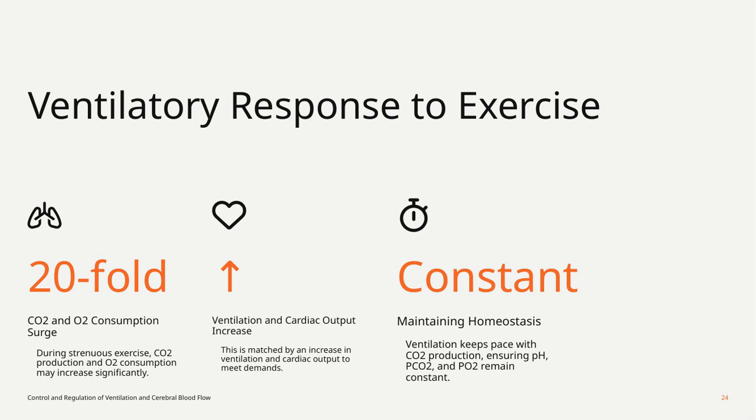When CO2 production goes up, our breathing rate and depth increase to match this, ensuring that pH, PCO2, and PO2 levels stay stable. This is crucial because maintaining these parameters within a narrow range is essential for proper cellular function and overall health. Additionally, as exercise intensity ramps up, cardiac output also increases, working in concert with ventilation.